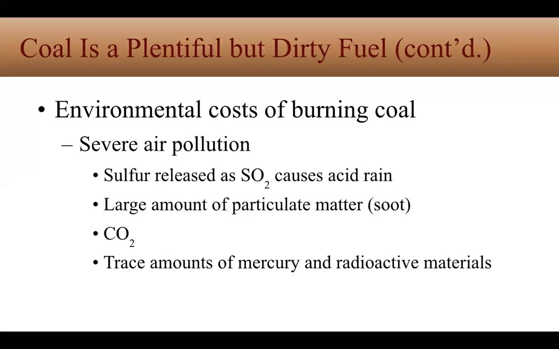Now, because coal is found in different types of deposits than oil and gas, you're also going to get other metals like mercury, and you're going to get some radioactive isotopes as well.